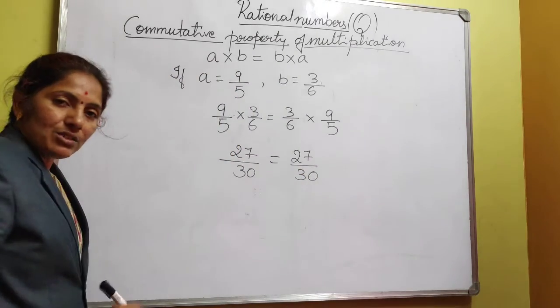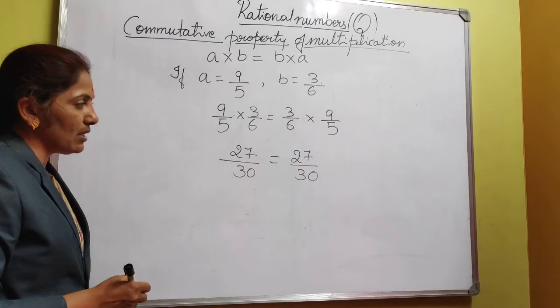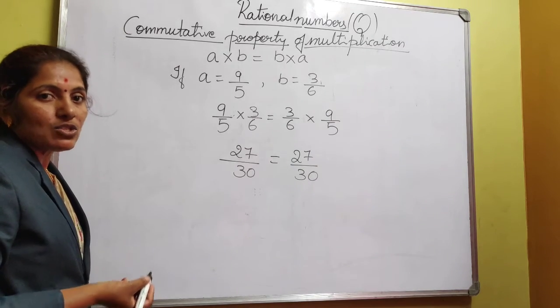Can I simplify 27 by 30? They are multiples of 3.